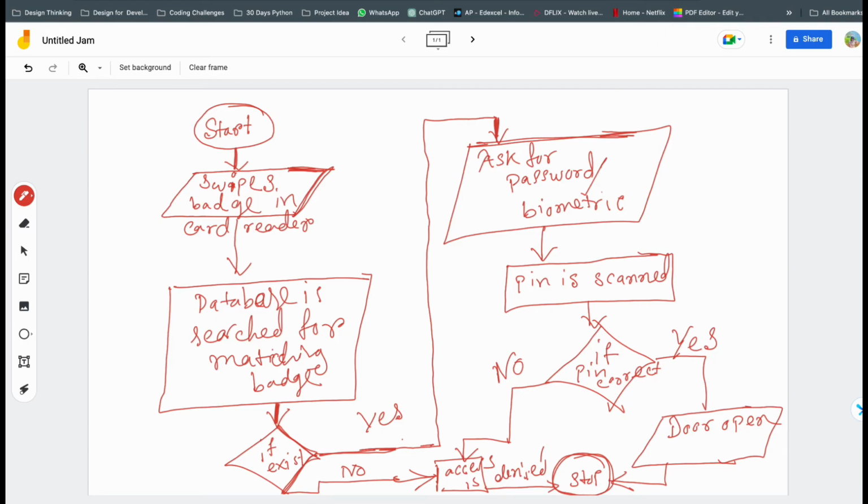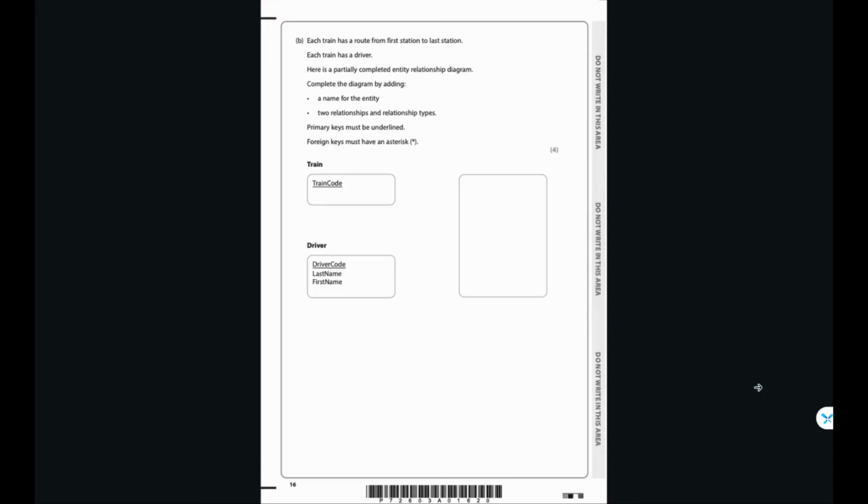Let's move to question number 2 then. Part B: each train has a route from the first station to the last station. Each train has a driver. Here is a partially completed entity relationship diagram. Complete the diagram by adding a name for the entity, two relationships and relationship types. Primary key must be underlined. Foreign key must have an asterisk.